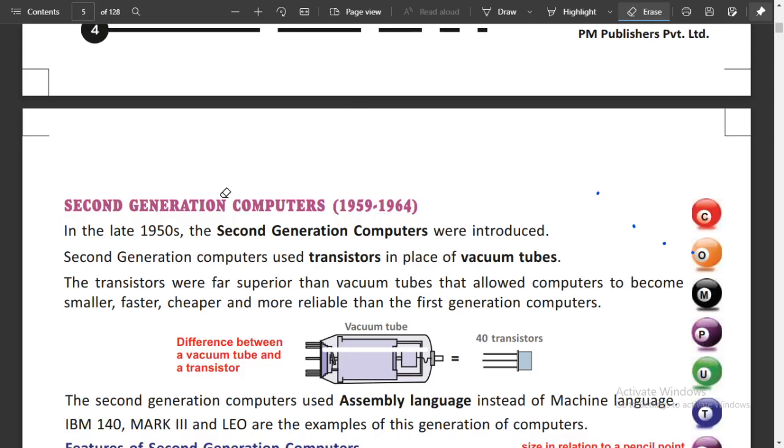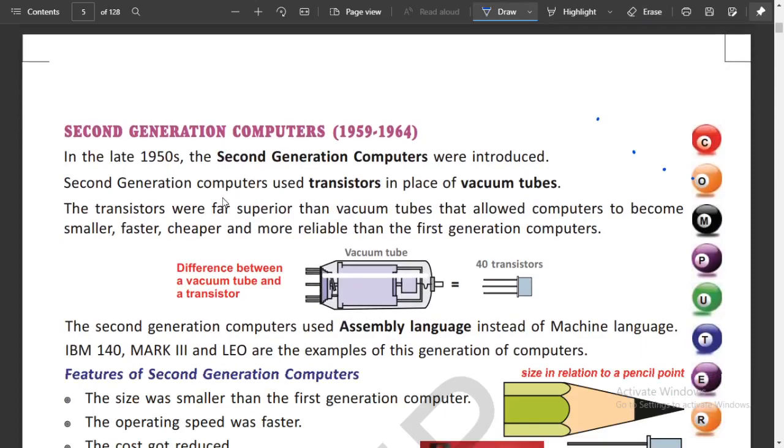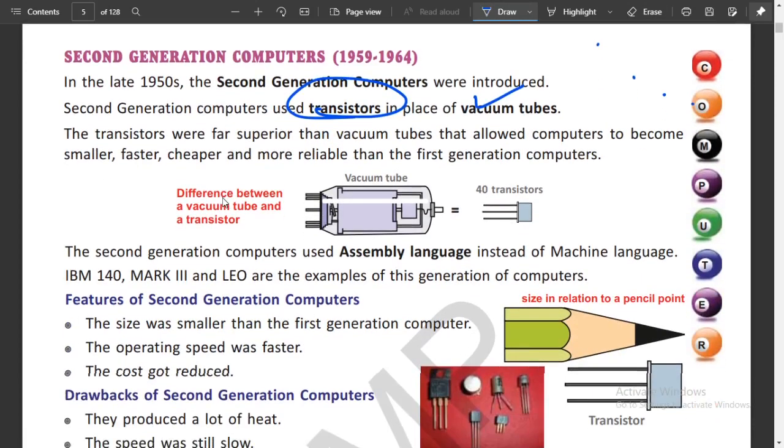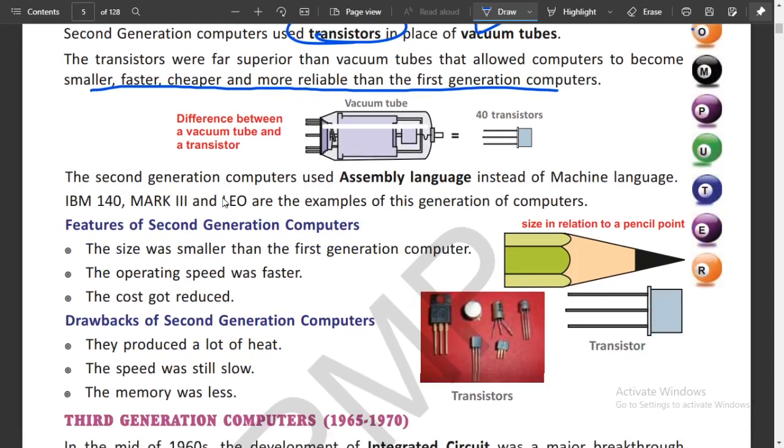Same way, here is your second generation computer. Let me talk about the second generation computer. They use transistor in place of vacuum tube. The transistor was far superior to the vacuum tube, allowing the computer to become smaller, faster, cheaper, and more reliable than the first generation computer. One vacuum tube is equal to 40 transistors, which means you have to use 40 transistors instead of one vacuum tube.